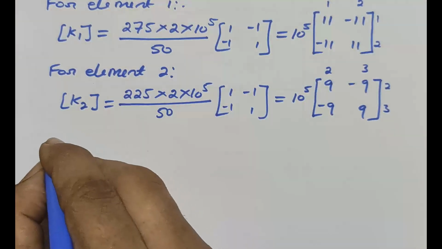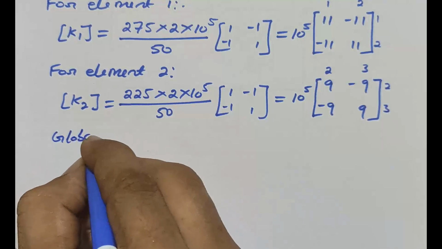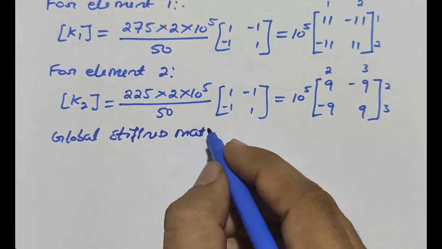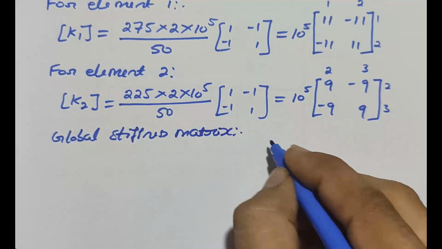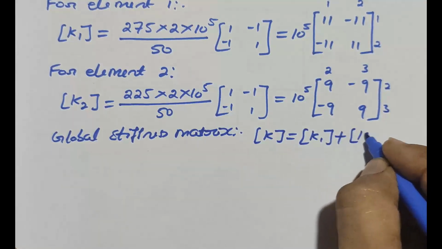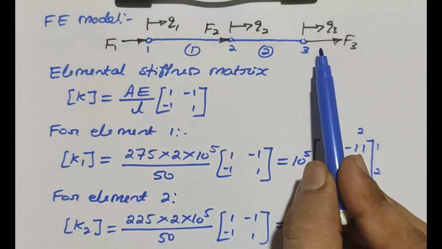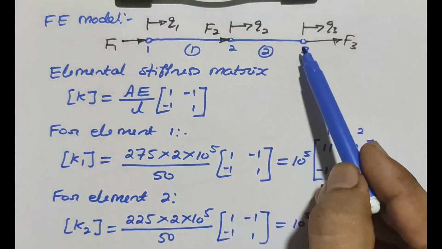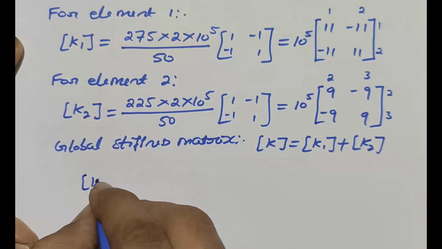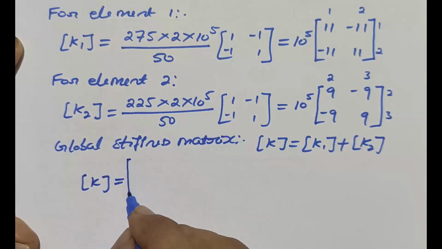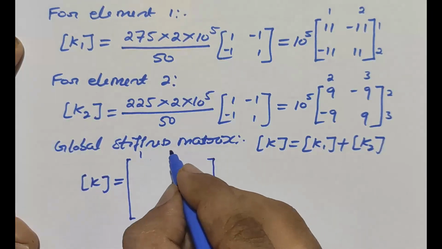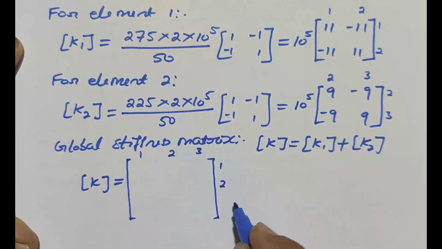Next is global stiffness matrix. It is K is equal to K1 plus K2. Since there are 3 nodes and each node has got 1 degree of freedom, the order of the global stiffness matrix will be 3 cross 3. K will be equal to, node numbering 1, 2, 3, 1, 2, 3.